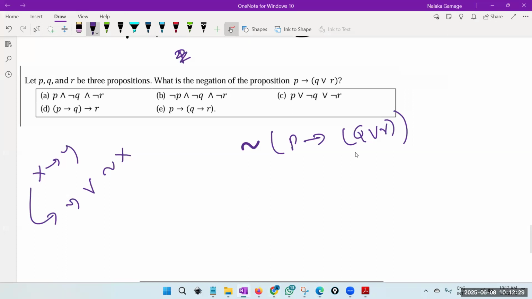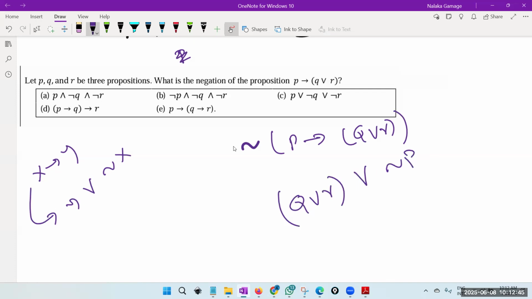So I can write this as: this is my Y, (Q or R), or not the left side, not P. But I need the negation of this. Why did I convert this? Because here we have a De Morgan rule, and here you don't. So I first converted it so that I can do the negation. Now I can apply the De Morgan rule, because this is like X or Y.